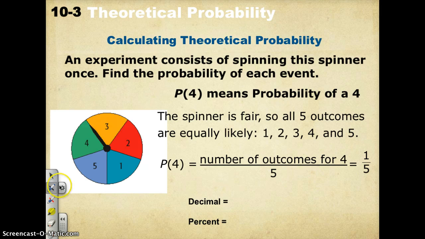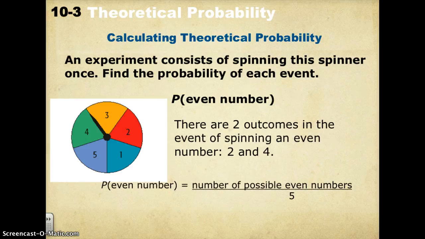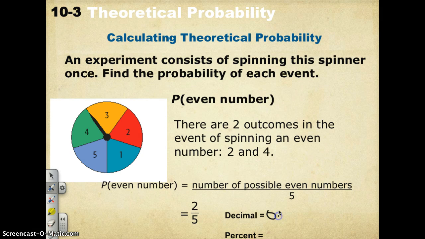We need to be able to write decimals and percents. 1/5 is the same as 2/10 and 20%. Remember, to change a fraction to a decimal, we can either convert it to one we know, or we can divide 1 by 5. And to change a decimal to a percent, we multiply by 100. Now we want the probability of an even number. The even numbers on here would be 2 and 4. So that's 2 out of 5 numbers. 2 out of 5 would be the same as 4/10 and 40%.